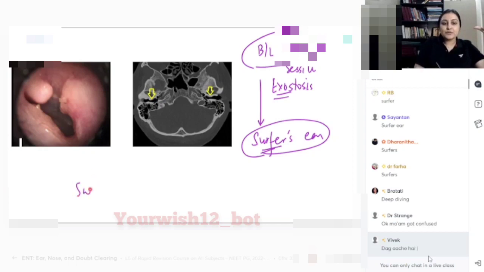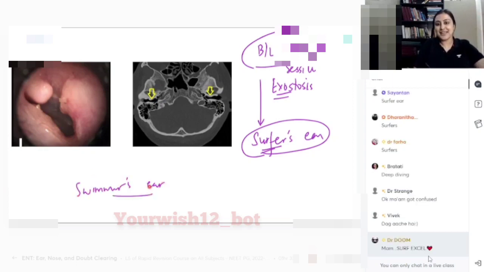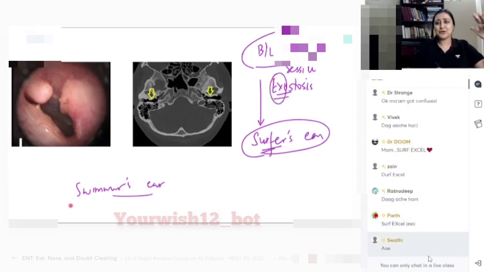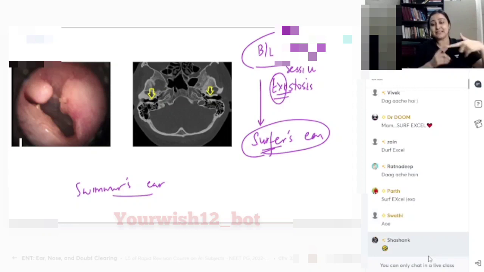On the other hand, swimmer's ear क्या है? Swimmer's ear is हाँ, सर्फ एक्सेल. वंडरफुल. सर्फ और एक्सोस्टोसिस. ठीक है. I somehow don't think of the obvious mnemonic. I will think of some टेढ़ा route to that mnemonic. That is my problem. But somebody will be smart enough कि ये तो सीधा सीधा mnemonic बनता है.